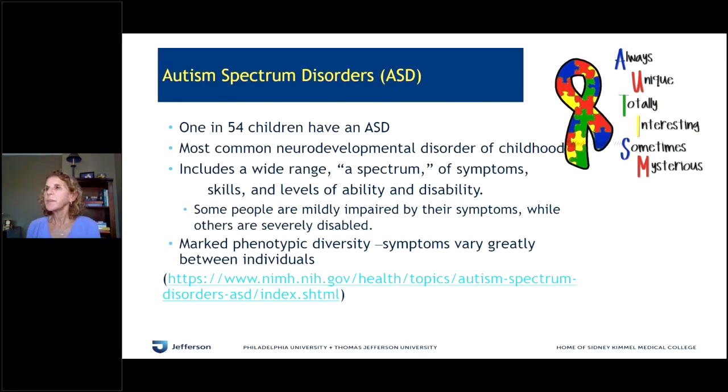So first, a little bit about autism. Autism spectrum disorder is a very prevalent neurodevelopmental disorder, the most common one of childhood, and now affecting 1 in 54 children born today. And autism includes a wide range or a spectrum of symptoms, skills, levels, and abilities and disabilities. And as you know, some people are mildly impaired while others are severely disabled. And further, many individuals with autism are diverse in terms of what we call phenotypic or characteristic diversity, meaning that their symptoms vary greatly. And we'll see this is the case as well with their sensory features.